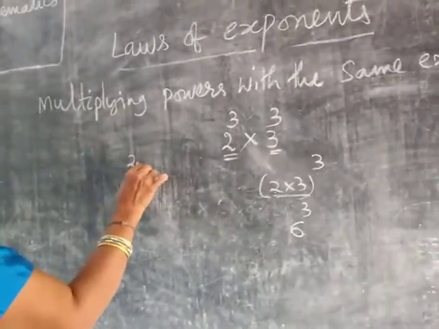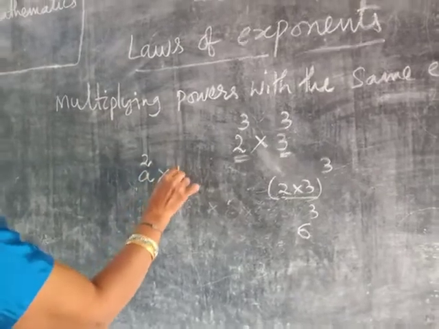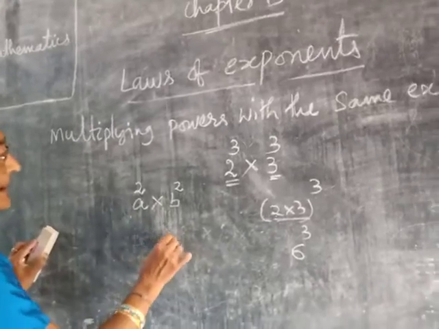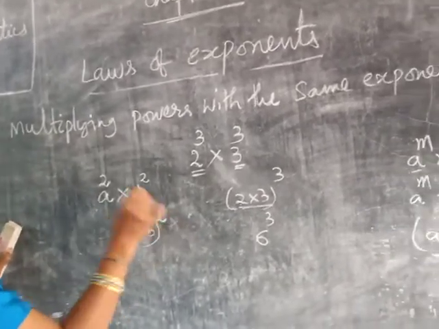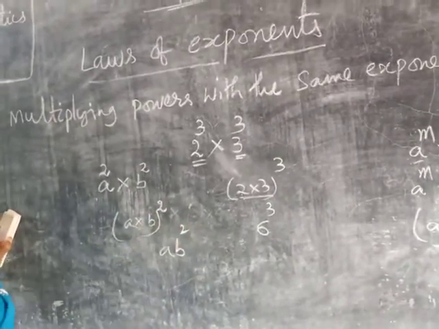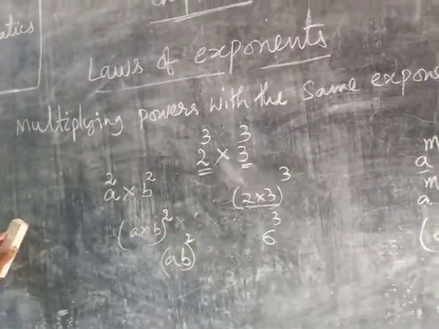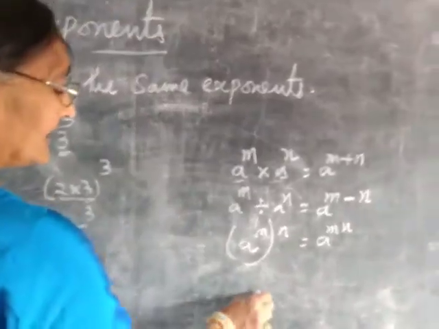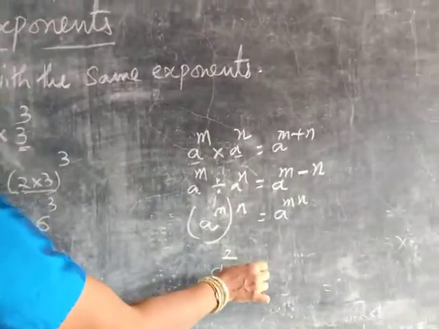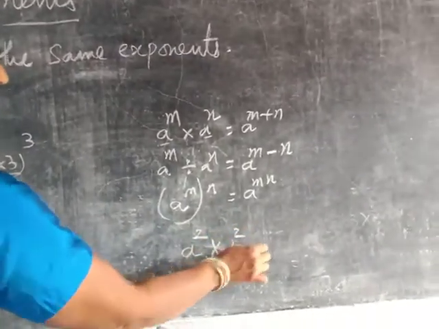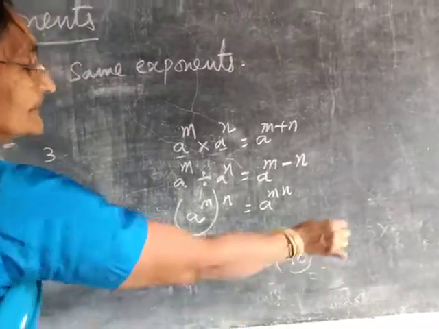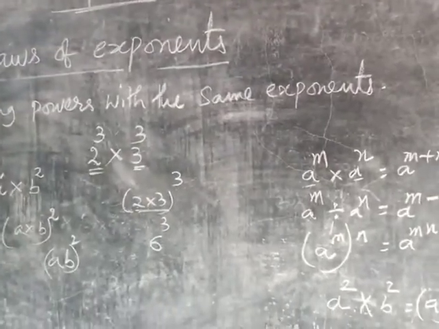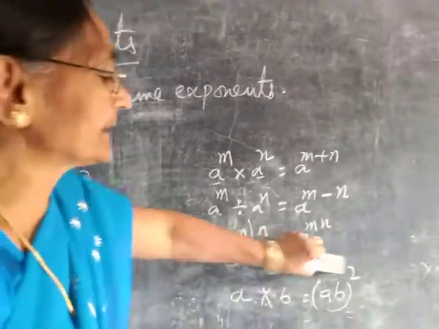Like that way, a square into b square: then what will you write? a into b to the power 2, which is called (ab) to the power 2. Okay? Like this way you have to find. That is the meaning. What is the formula? a to the power 2 into b to the power 2 means it will come (ab) to the power 2. This is the formula. Then you have tried.